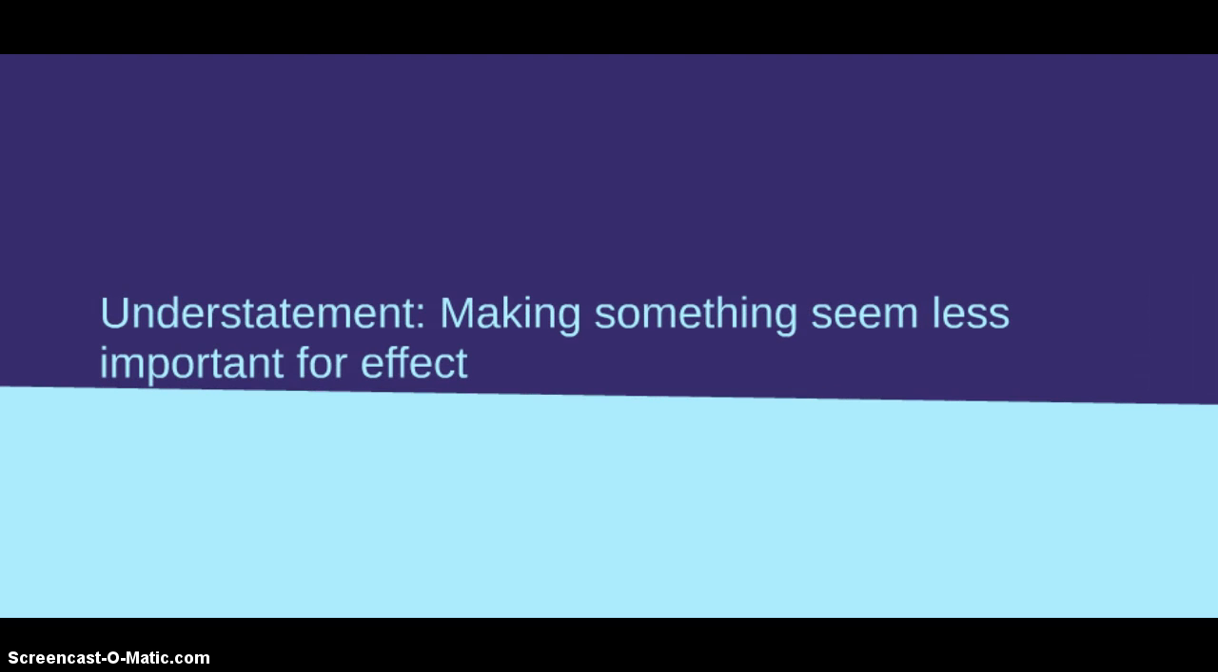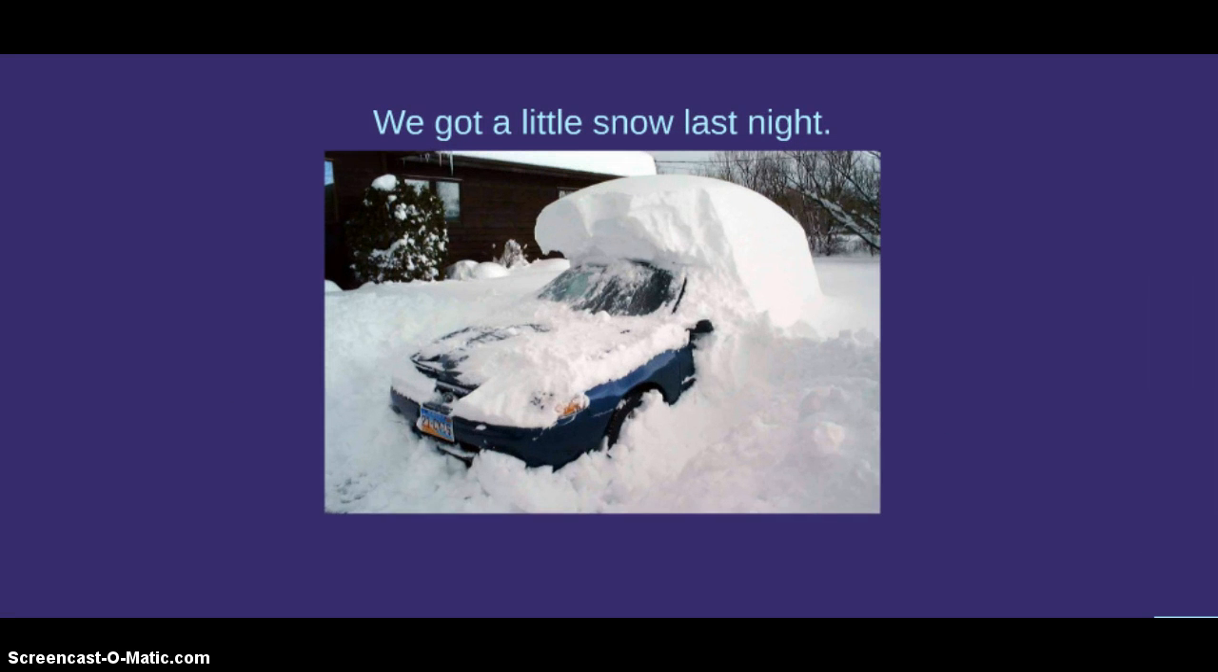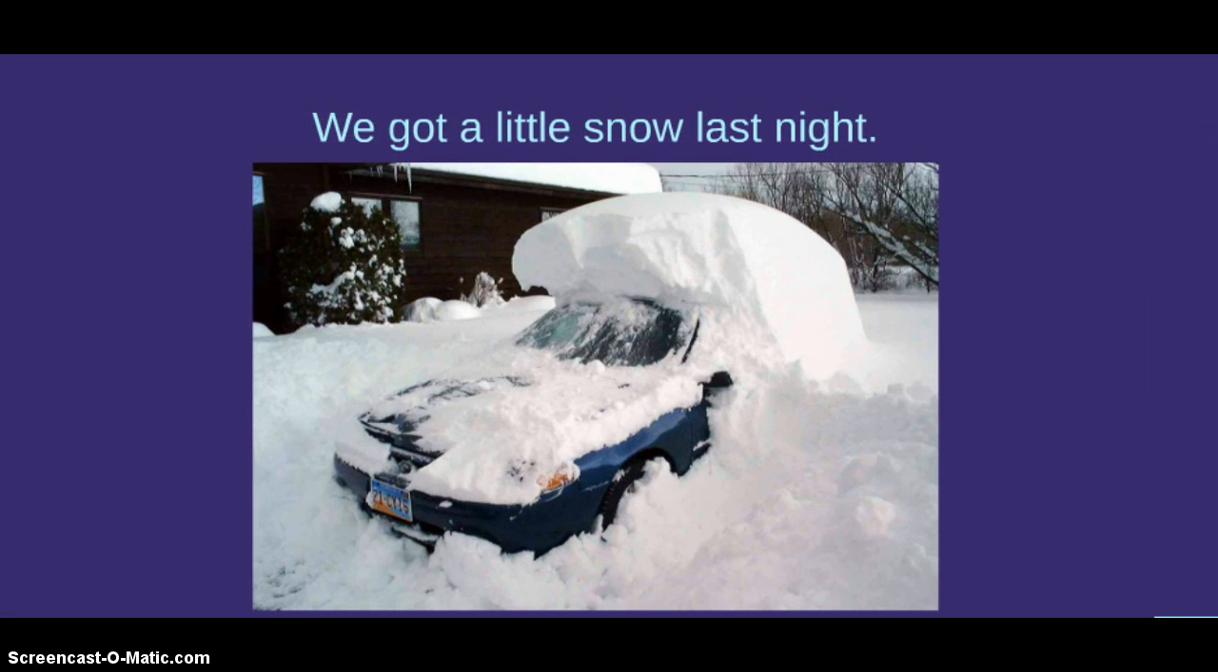The next one we're going to talk about is the exact opposite of hyperbole, and that's what is called an understatement. An understatement is making something seem less important for effect. So while the hyperbole was an exaggeration to make it really big, really extreme, the understatement is the opposite. It's making something seem less important just to really emphasize the effect. So an example of this one is, we got a little snow last night. Okay, we've been saying that a lot this winter. Oh, it's just a little cold outside. Okay, it's saying something is less than it really is to make it more dramatic.